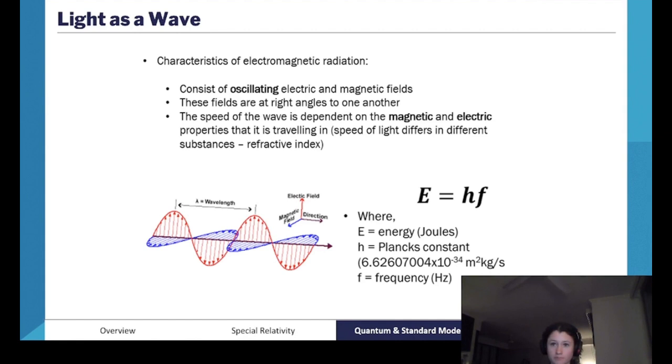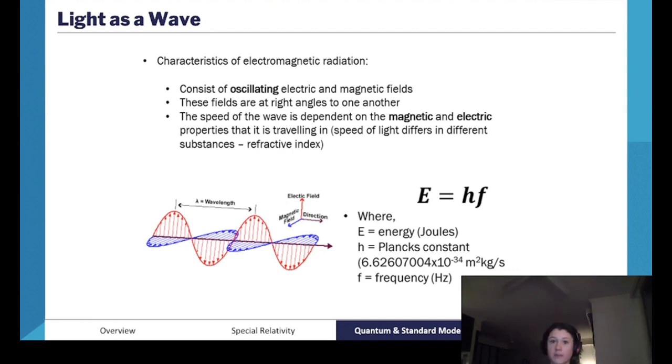So, the characteristics of electromagnetic radiation are that they consist of oscillating electric and magnetic fields. Oscillating means going back and forth, right? So we have electric and magnetic fields going back and forth. These two fields are at right angles to one another.